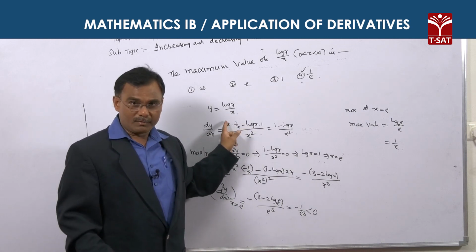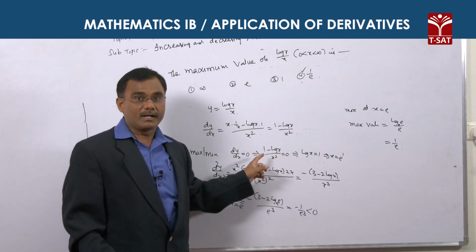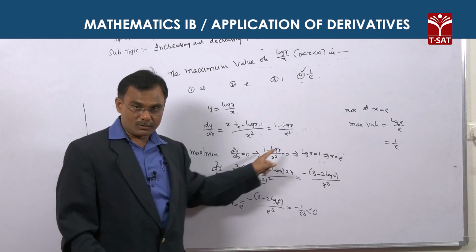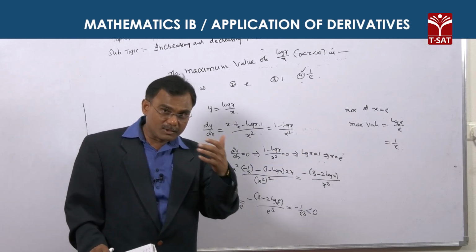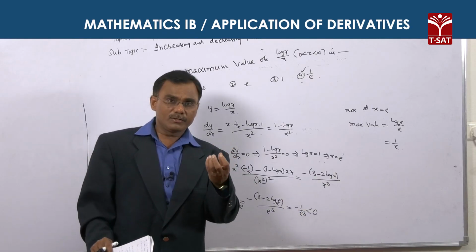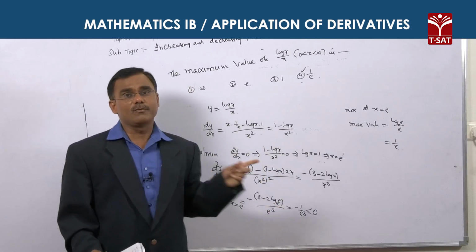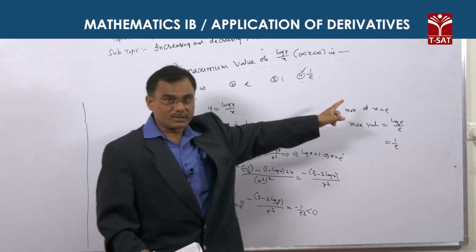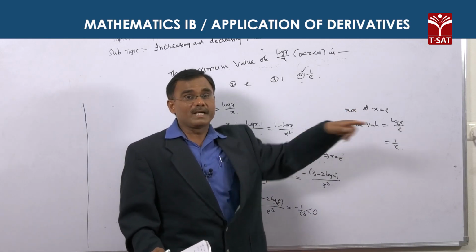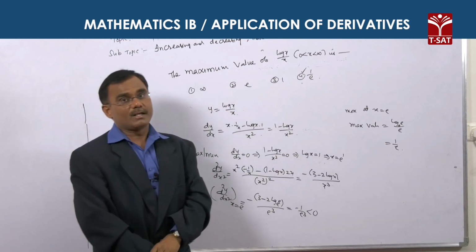Given the function y, for finding the maximum or minimum, first find dy by dx. At which point the function is maximum or minimum, set dy by dx equal to 0, and we get the x value. Then find the second derivative and substitute. If the second derivative at that point is negative, then the function has the maximum value at that point. Therefore the function has maximum value at x is equal to e. The maximum value is log e by e, log e base e value is 1, so the maximum value is 1 by e.